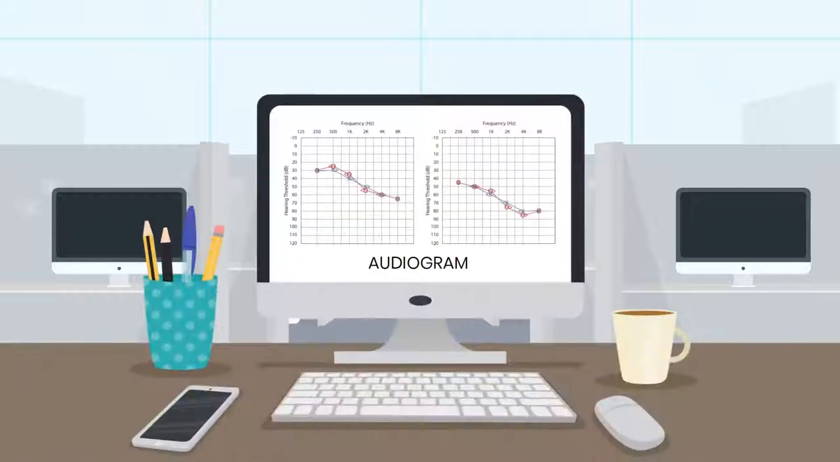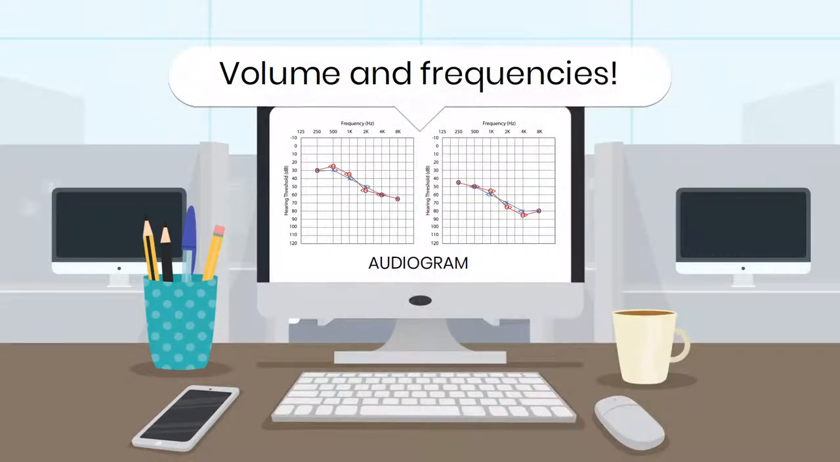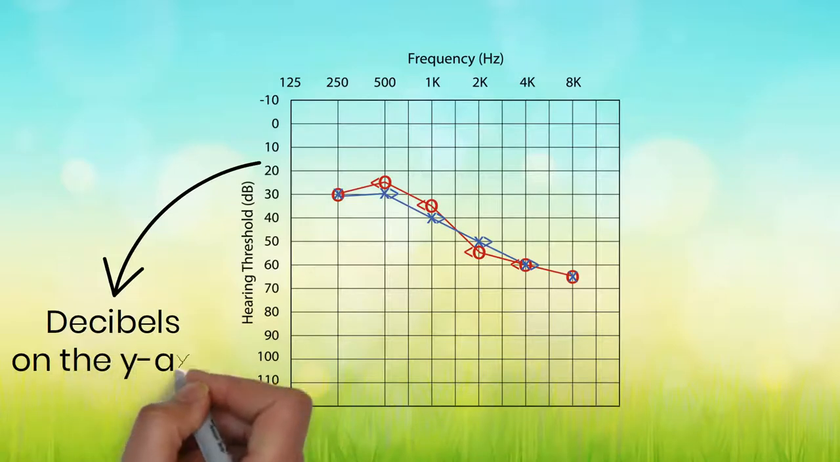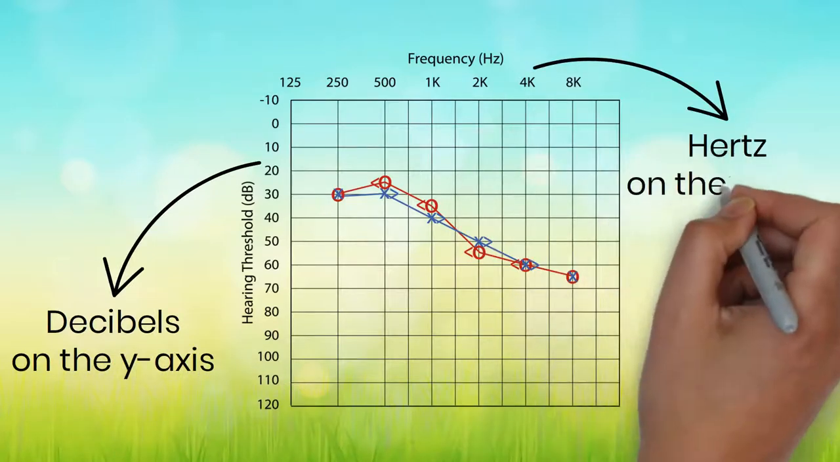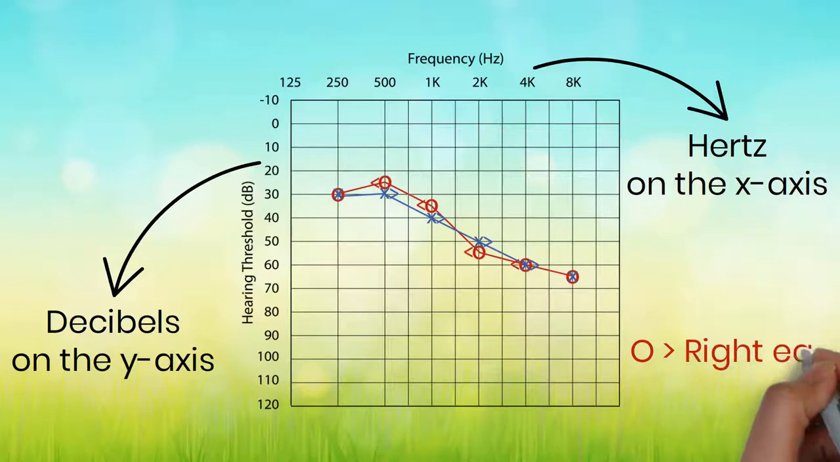An audiogram is a graph that displays your ability to hear a variety of volume and frequencies as measured by an audiometer. The graph is laid out with decibels on the y-axis, vertically, and hertz on the x-axis, horizontally. You'll notice a red circle for the right ear and a blue X for the left.